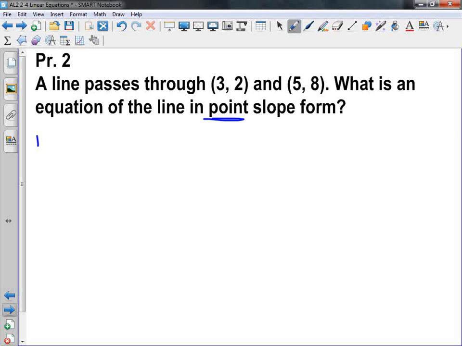I know that slope is equal to y2 minus y1 over x2 minus x1. When you have 2 points, you can find slope. So when I plug those in, I get, which one do you guys want to be point 1 and point 2?